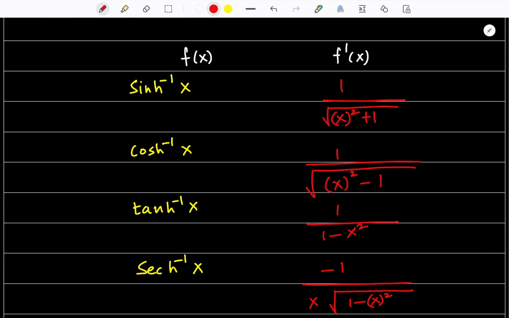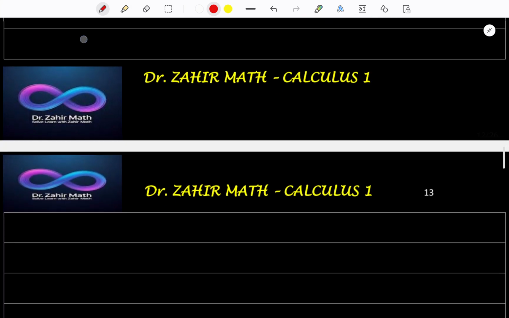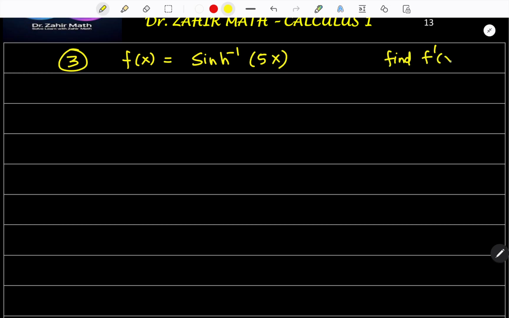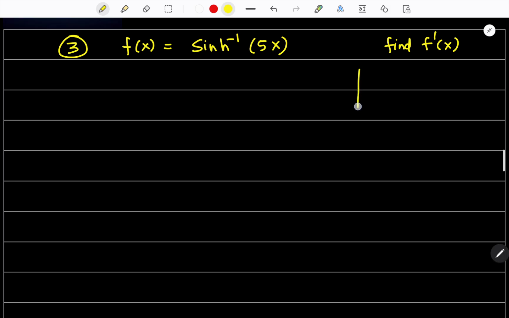Okay, so let me go to the questions. I think he has given 3 questions in this exercise. Let us start. The first question is question number 3. F of x is equal to sine hyperbolic inverse 5x, and what is your f dash of x? This is the question, right? Let me give you the formula on the side. What is the sine hyperbolic inverse x derivative formula? 1 divided by square root of, just put a bracket, x square plus 1.